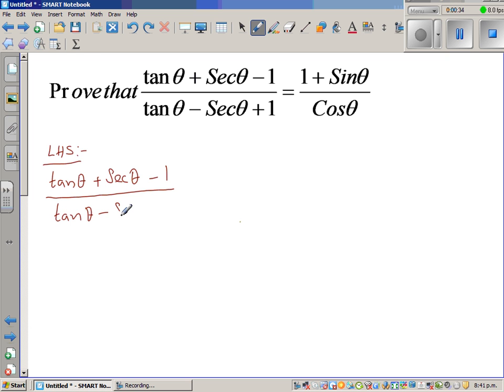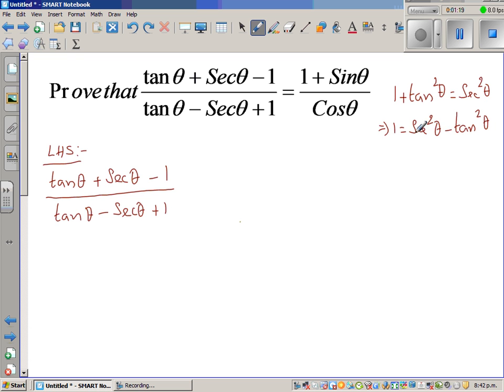Now, when you're proving trig identities or Pythagorean identities, there's no particular rule. You have to see things. Seeing is something that you learn by practice. Here I can see tan theta plus sec theta minus 1. Tan theta, sec theta, and 1 are related by a trig identity: 1 plus tan squared theta is equal to sec squared theta. This is a Pythagorean identity, which implies 1 is nothing but sec squared theta minus tan squared theta.